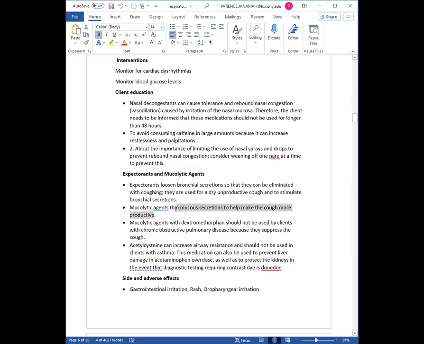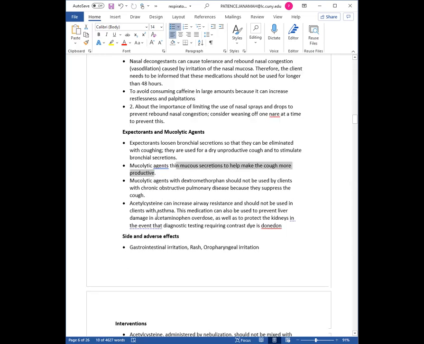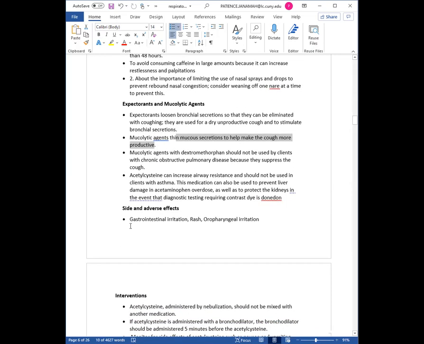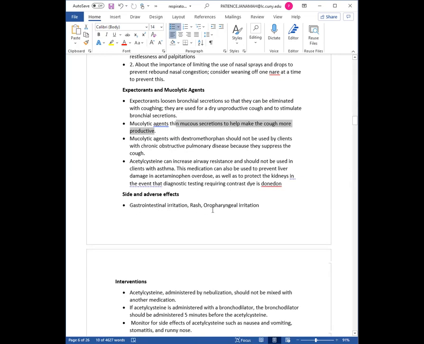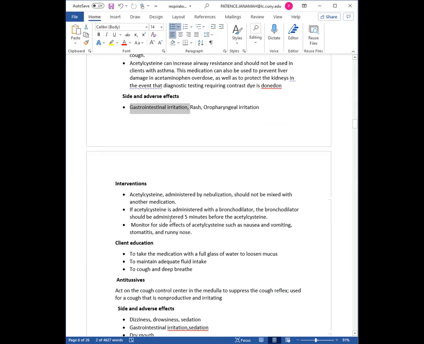So a mucolytic agent thins mucous secretions. That's what I just finished explaining. The side effects are gastrointestinal irritation, rash, or pharyngeal irritation. Most of those medications, some of them are liquid, and when you take them, it's irritating your stomach. It doesn't even taste nice. But listen, our older people, they like it. Guaifenesin, yes, cough syrup. They call it cough syrup. Guaifenesin and all those things are expectorants. It helps you to expectorate. It thins the mucous secretions and you bring it out.